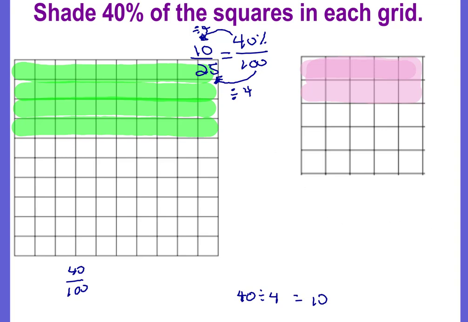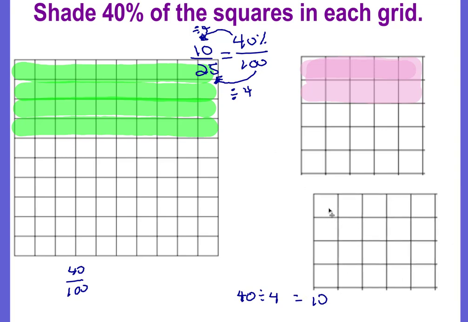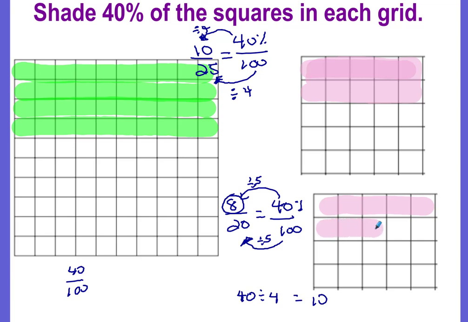So let's try the last one. Okay, this is a 4 by 5, so there's 20 squares here. And again, we want to shade 40%, and that 40% is out of 100. Percent's always out of 100. Okay, use your proportion. We're getting smaller. We're going from 100 squares to 20 squares, so we divide by 5. Do the same thing with the 40. 40 divided by 5 will give us 8. So we need to shade 8 squares. 1, 2, 3, 4, 5, 6, 7, and 8. We have shaded 40%.